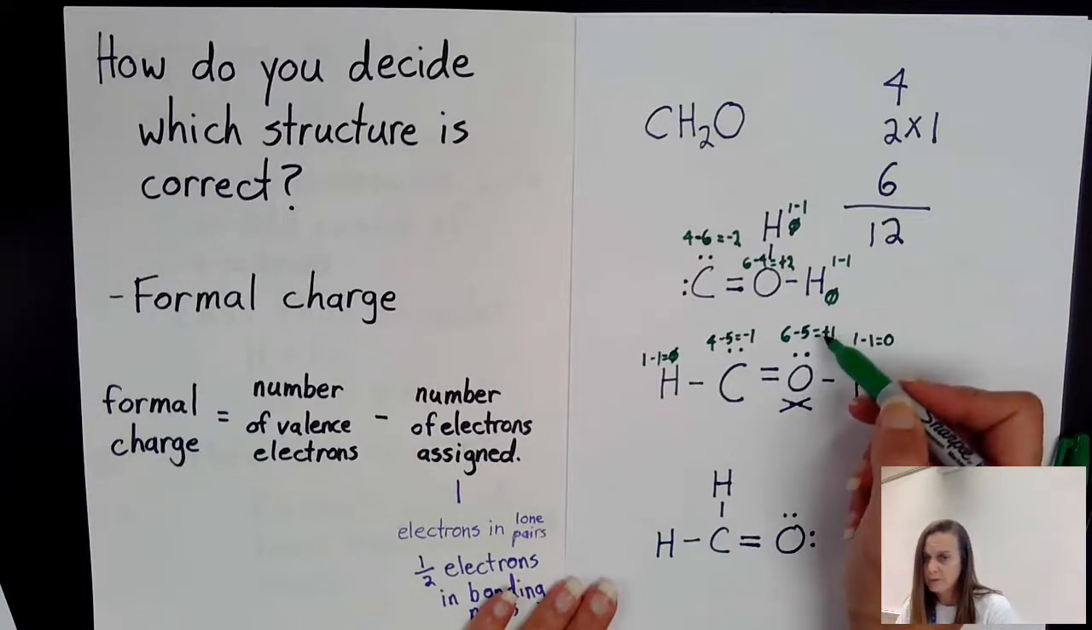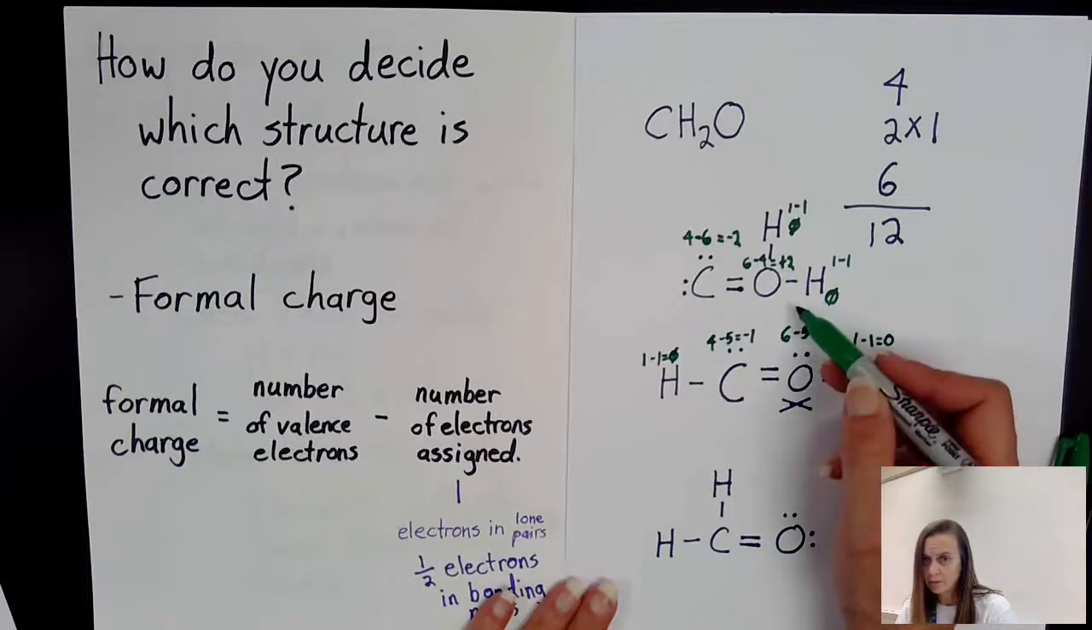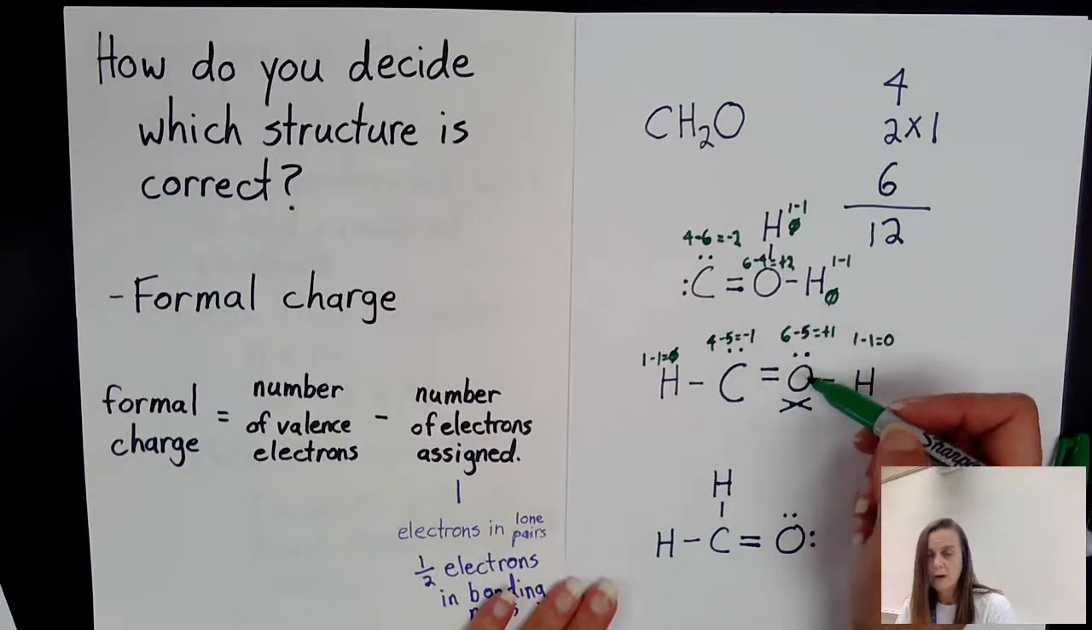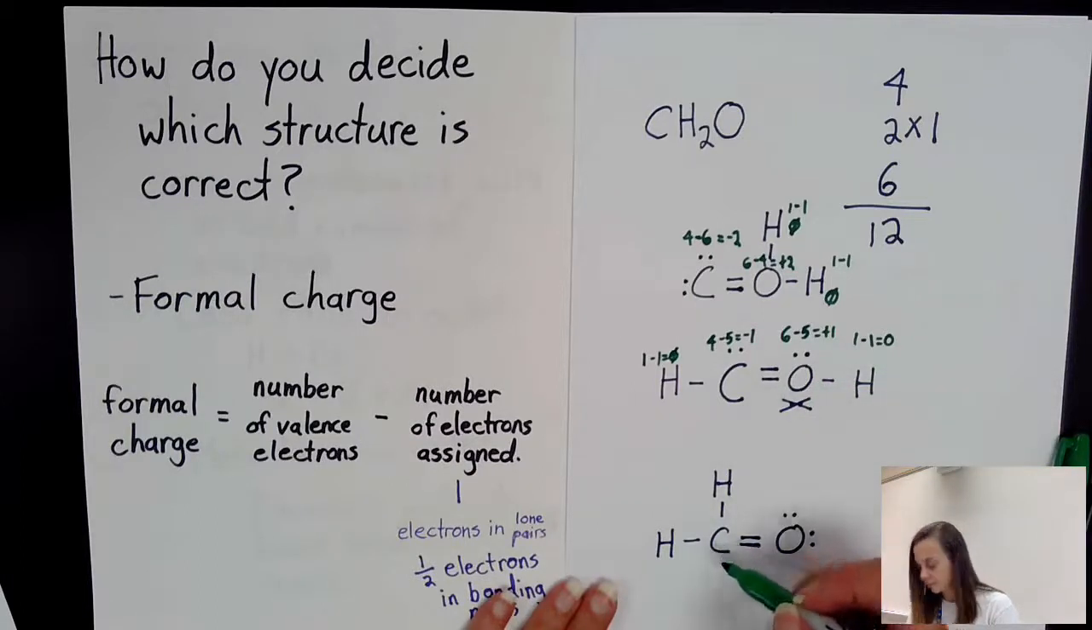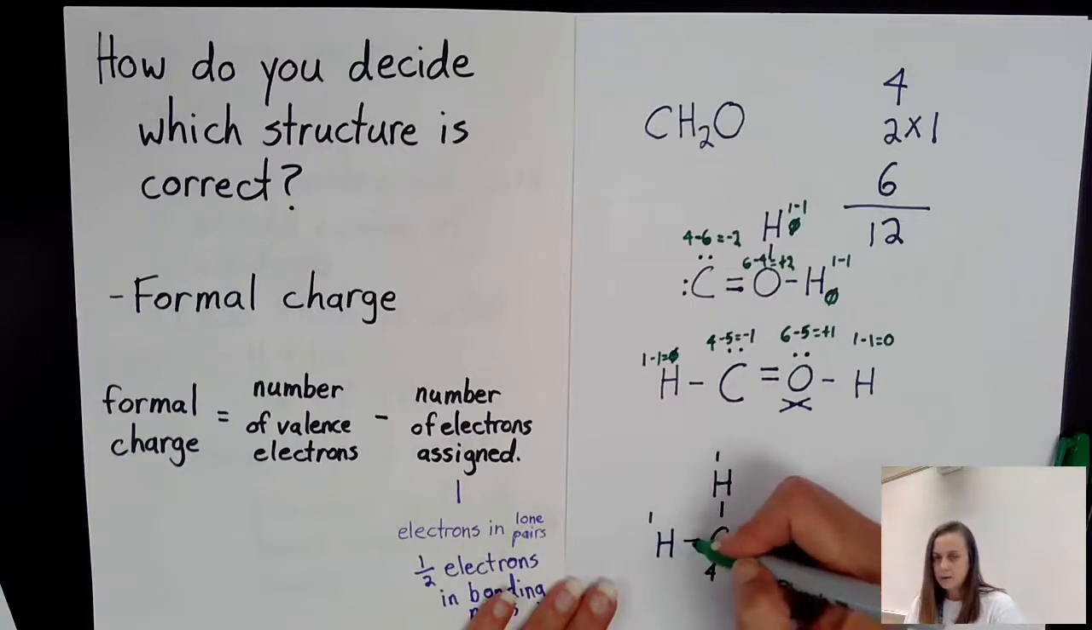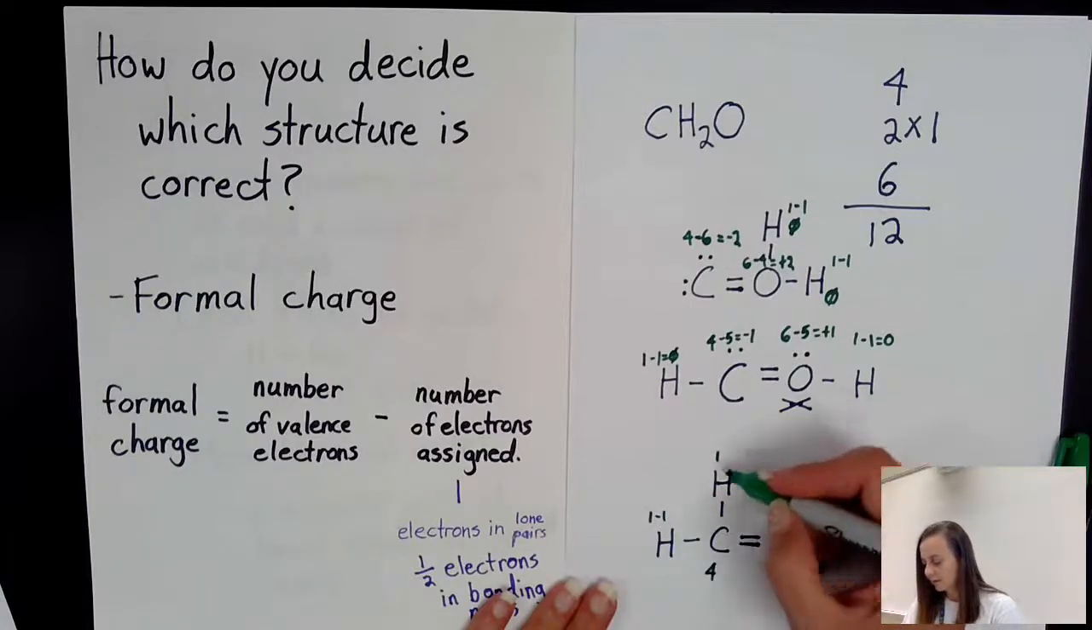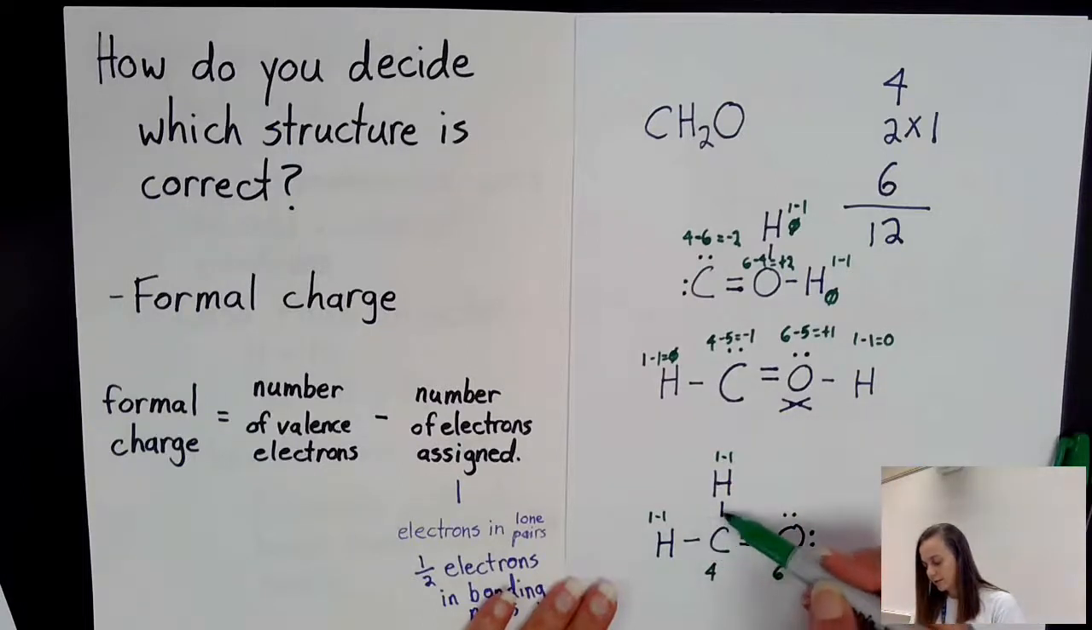And again, hydrogen is sharing a bond with carbon, so 1 minus 1. Carbon has 1, 2, 3, 4 bonds, so 4 minus 4. So this gives us a formal charge of 0. And oxygen has 1, 2, 3, 4, 5, 6. 6 minus 6 gives us a formal charge of 0. And so this is going to be our most representative Lewis diagram. And that's how we're going to make those sorts of decisions.